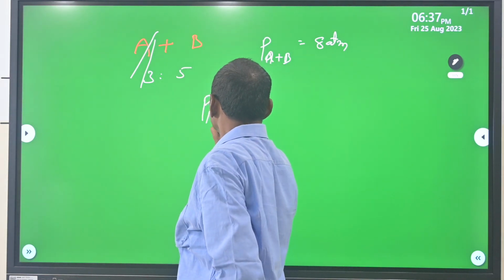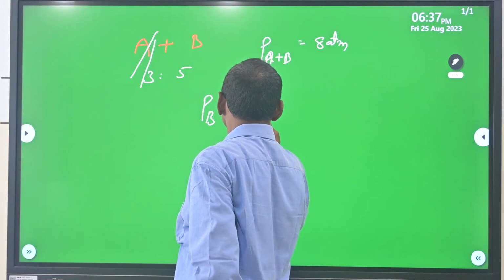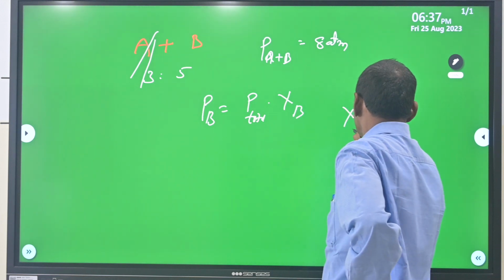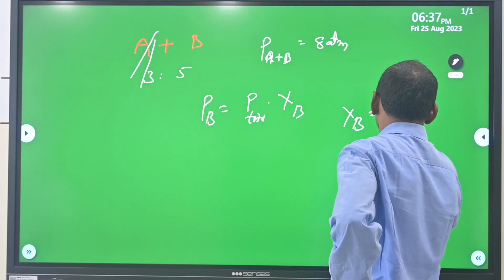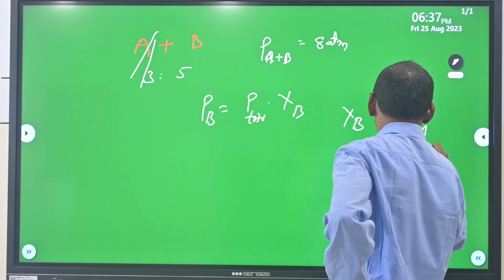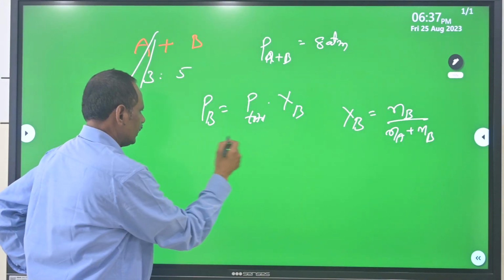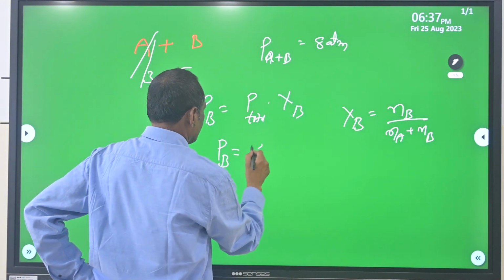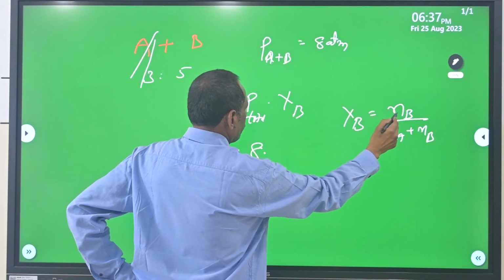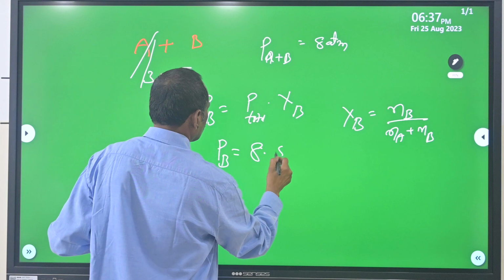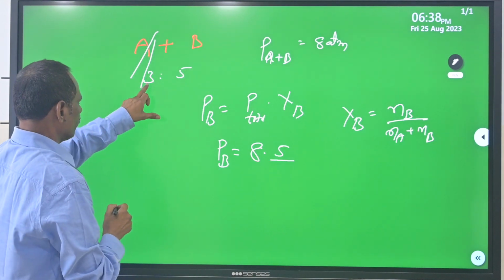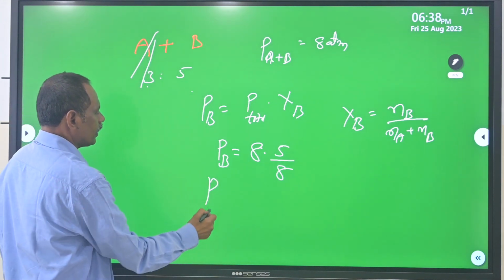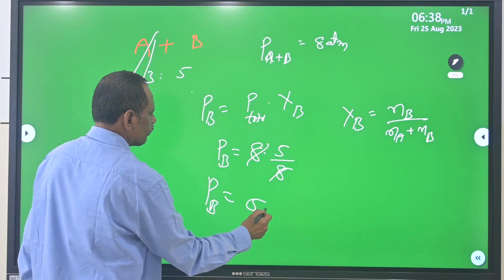The partial pressure of B is the total pressure into the mole fraction of B. Mole fraction of B means the number of moles of B by the total number of moles. Total moles means moles of A plus moles of B. Therefore, the partial pressure of B is equal to the total pressure, 8 atmospheres, into the mole fraction of B. Number of moles of B is 5 by the total, 3 plus 5, 8. Therefore, the partial pressure of B is equal to 5 atmospheres.